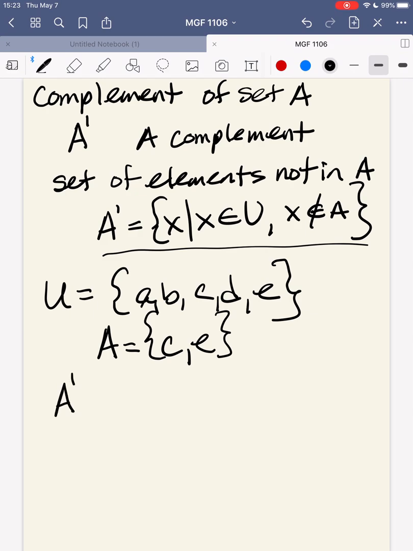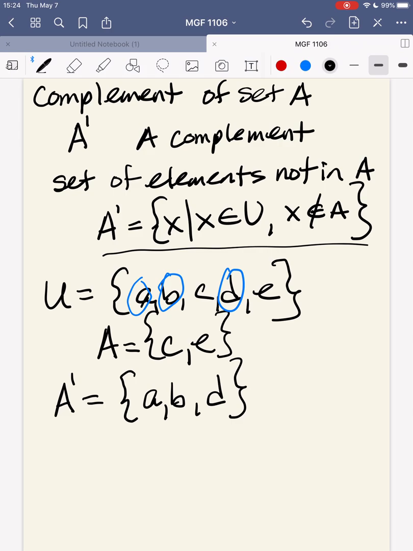Okay, so A complement is going to be all the things that are contained in the universe that are not in A. So A is not contained in A, B is not contained in A, and D is not contained in A. So my A complement is going to be A, B, and D. Okay?